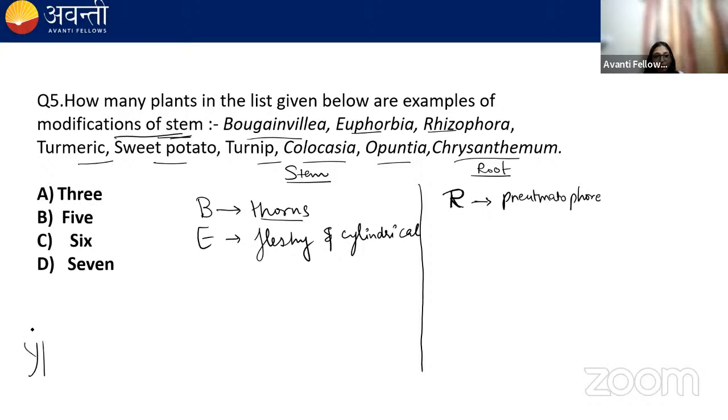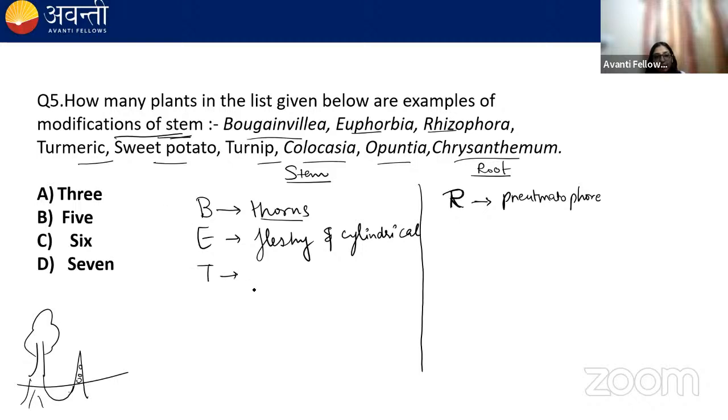If this is a rhizophora plant, the roots will come out like this, and they have these pores. The pores are where the exchange of gases takes place, right? So it's a modification of root. Pneumatophores are a modification of root.